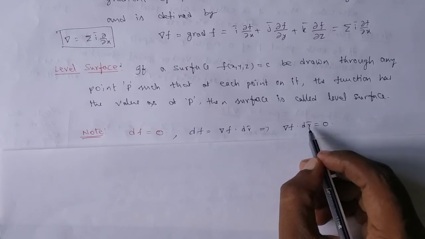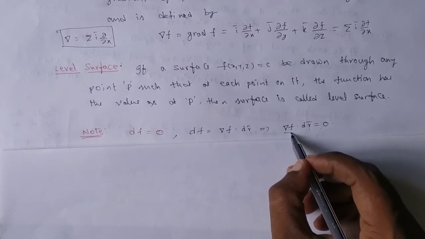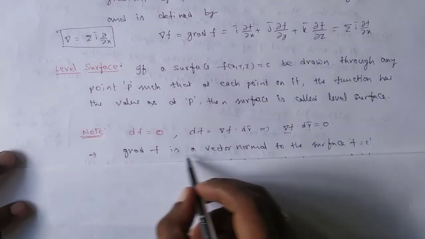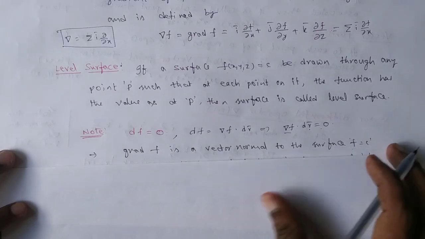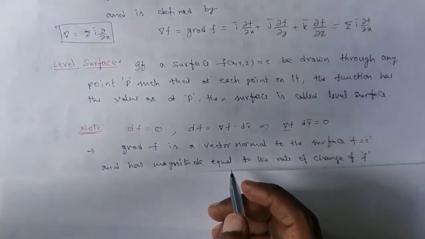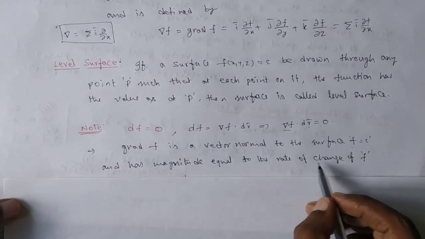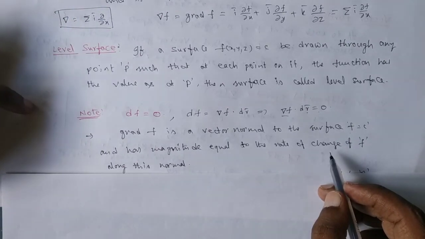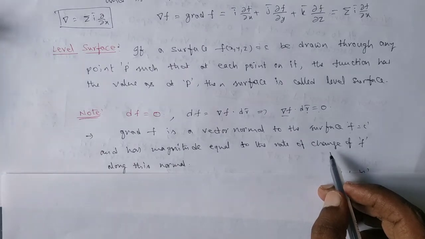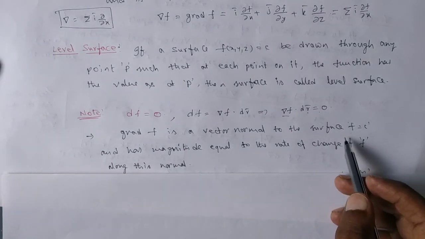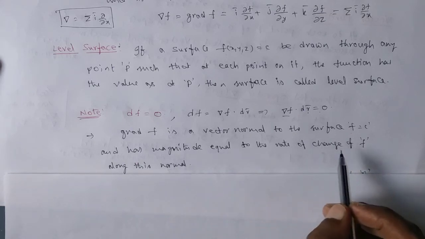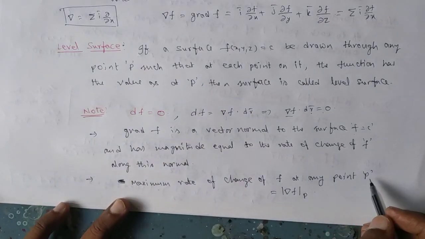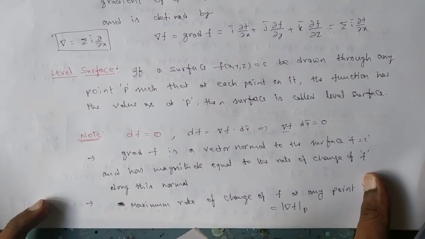So when del f dot dr bar equal to 0, del f is perpendicular to the surface, so we can say that grad f is a vector normal to the surface f equal to c and has a magnitude equal to the rate of change of f. That point we have to remember: when f equal to c is a level surface, grad f indicates the vector normal to the surface, and its magnitude equals the rate of change of f along this normal. So the maximum rate of change of f at any point p can also be obtained by considering the gradient of f at that point p.